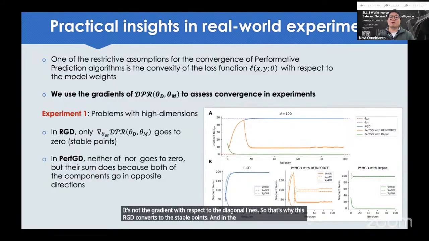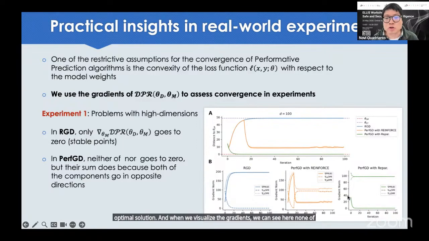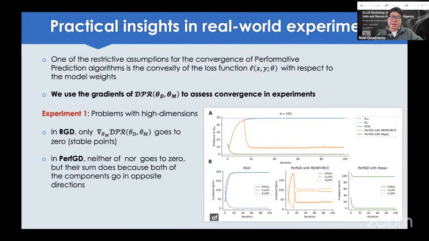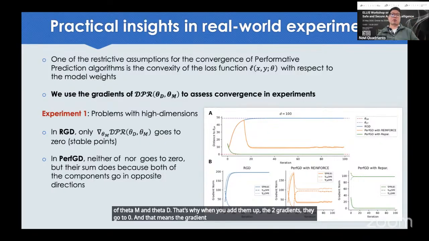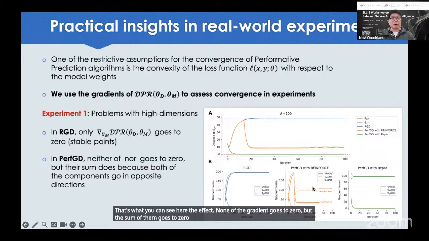And in perf GD, which is the orange and the green, it goes to the optimal solution. When we visualize the gradients, we can see here that none of them actually goes to 0, not the theta m gradient, not the theta d gradient, but they are in the opposite direction of each other. That's why when you add the two gradients up, they go to 0. That means the gradient is 0 at the diagonal line. That's the effect you can see here: none of the gradients goes to 0, but the sum of them goes to 0. So those algorithms converge to the performatively optimal solution.